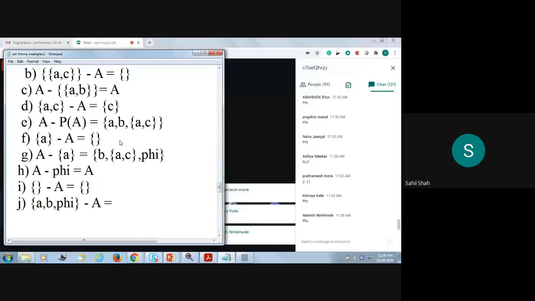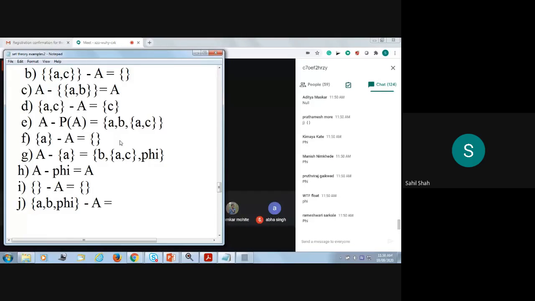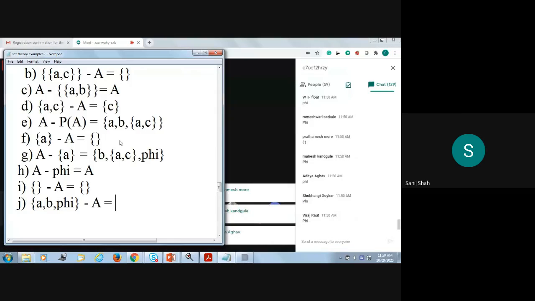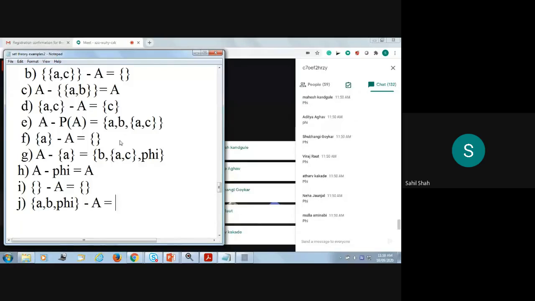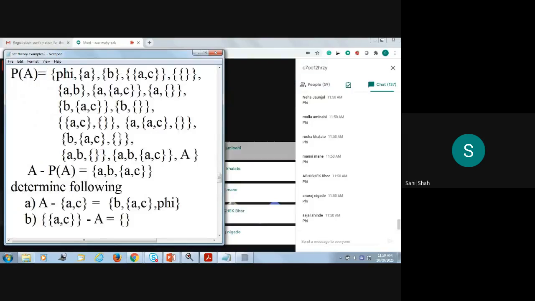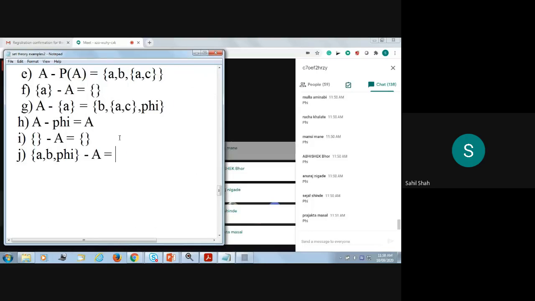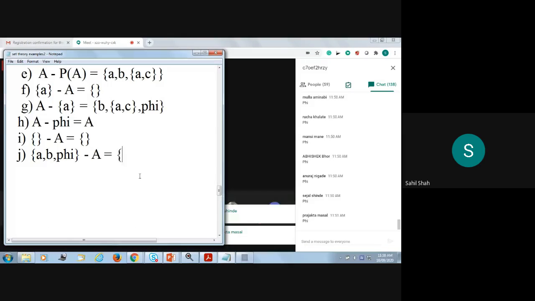What is the answer for J? I am asking the answer for J. {a, b, φ}. What is the answer? φ itself? Okay, φ itself, because we have φ, a, and b present in the original set. Very nice. We are having φ as the answer. Good, interesting.